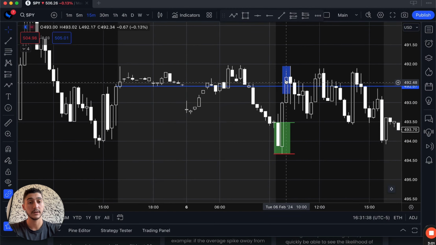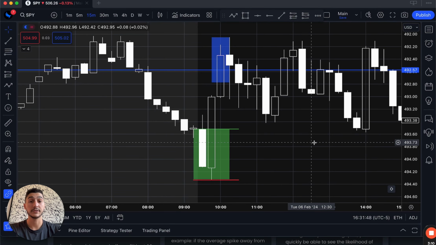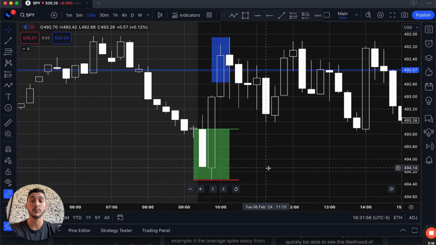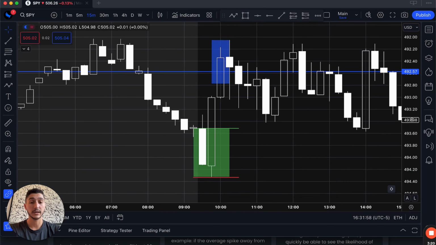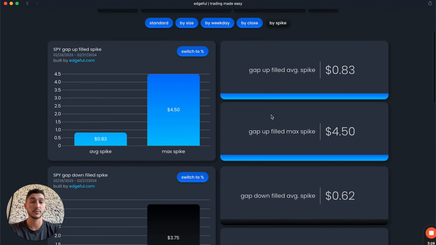This blue box here is the gap fill. It's just a highlighted box. I just put it there to mark where the gap filled. And this report really allows you to say, okay, what's my risk here on this trade? If I want to enter near or at the open, then I know that on average, I should be risking somewhat close to $1 because historically price will move $1 away from the open before coming down to fill that gap. So that's how you can use this report in your trading.